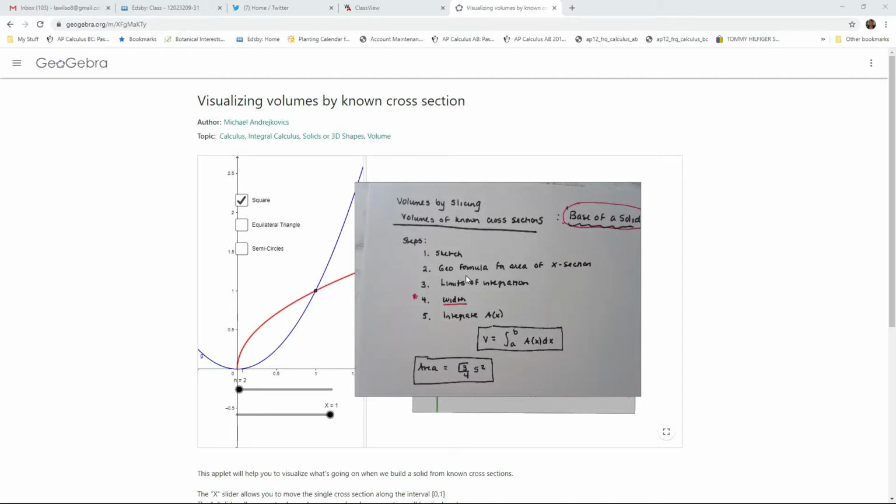You're going to determine your limits of integration. Sometimes they're given, sometimes you have to figure them out. The most difficult part usually is the width, or you can call it length. You can call it whatever you want. Generally, we call it width, and I'll talk about that in a second. And then the easy part. The formula for the volume by slicing on the x-axis, or perpendicular to the x-axis, is the integral from a to b of the area in terms of x dx.